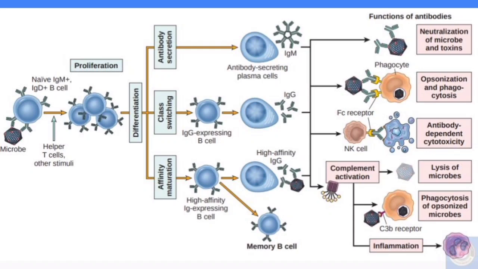This high affinity antibody expressing B cells will further differentiate into plasma cells that will secrete high affinity immunoglobulins, and it can be stored as memory B cells as well.